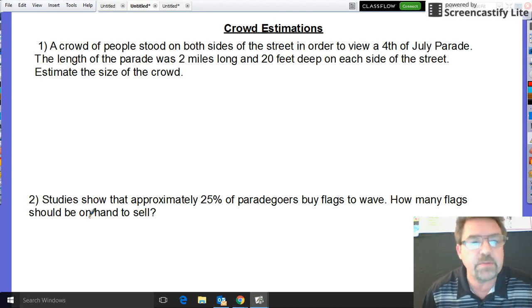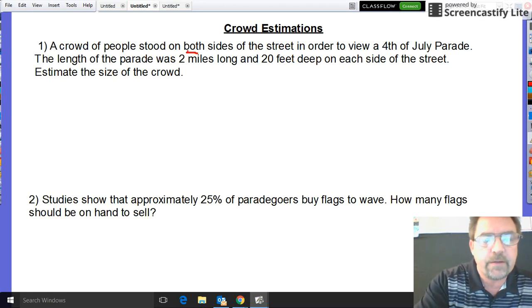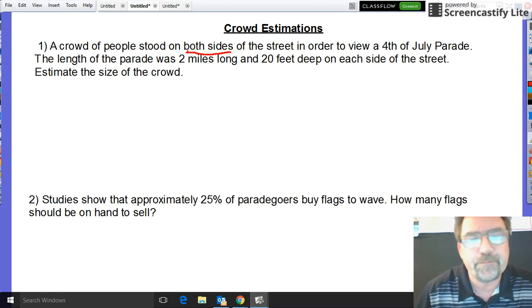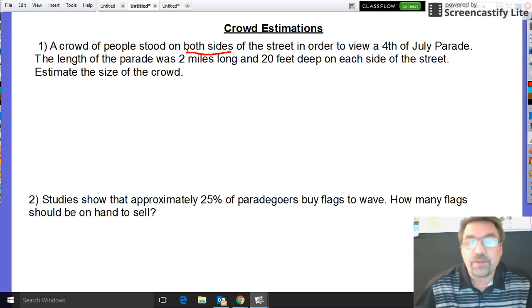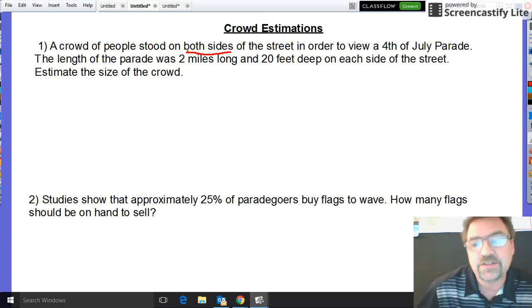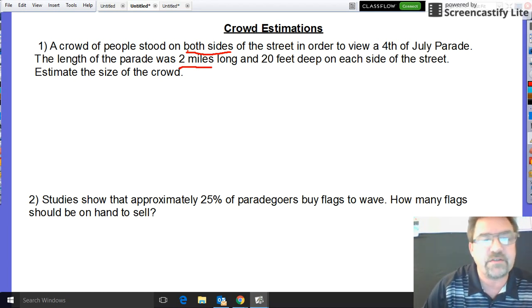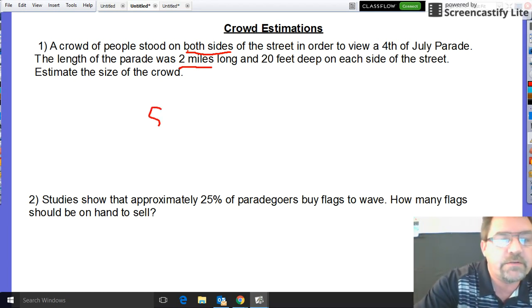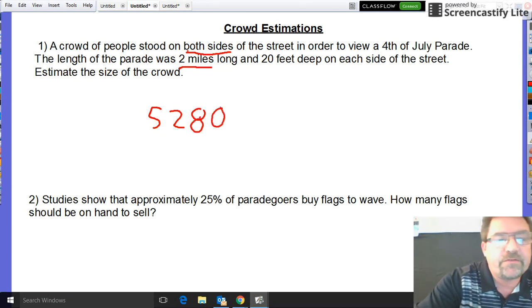We have a crowd of people on both sides of the street. Let's underline that. And that means that whatever we come up with, we're going to have to multiply by 2 because there's going to be two sides of the street. We also have 2 miles long. Let's keep in mind that 2 miles is 5,280. Okay, and we have 2 of those.